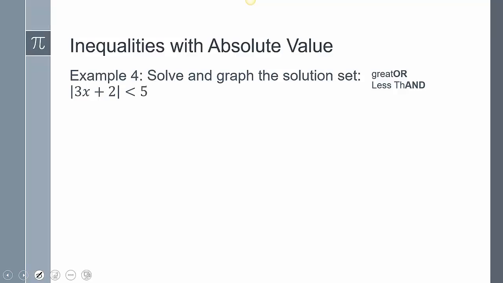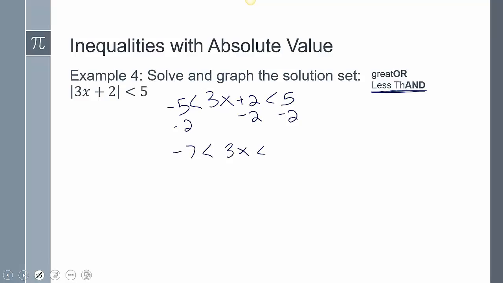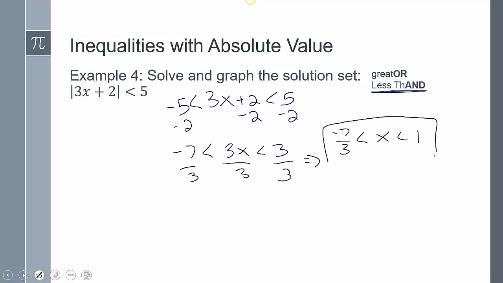So here I have the absolute value of 3x plus 2 is less than 5. Because it's less than, I'm going to make this an and statement. So I'm going to say 3x plus 2 is going to be between -5 and +5, because that's what the definition said that I need to do. Now I need to solve for x, so get x by itself. I get -7 is less than 3x, which is less than 3. Divide everything by 3, and I get -7/3 is less than x, which is less than 1. So this would be my solution.